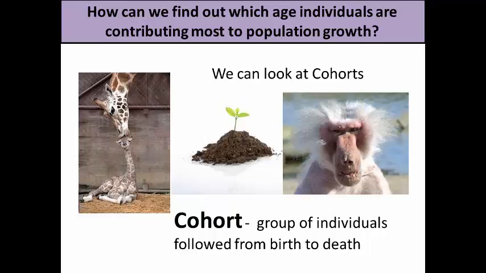So what we're going to look at is what's called age-structured growth. And now we're looking at cohorts. A cohort is just a group of individuals followed from birth to death. For this kind of study, a researcher will go out and look at a group of animals all born in 1 year. And then they will follow that group, or that cohort, through the rest of their lives, counting their numbers, looking at mortality, looking at reproduction at different ages.